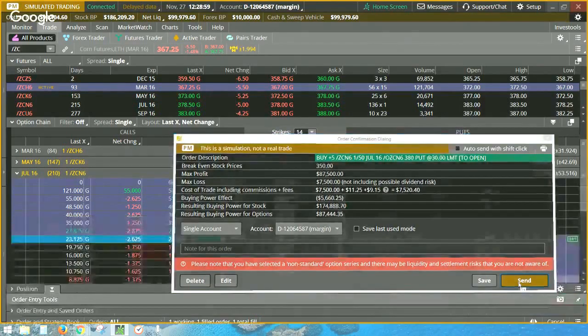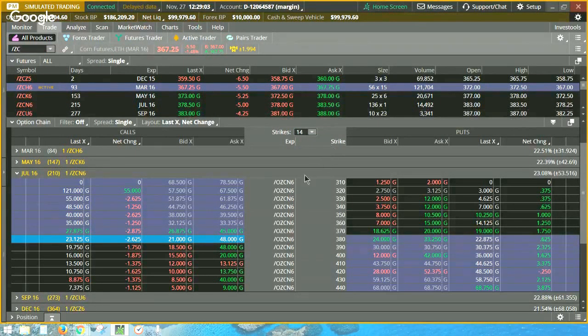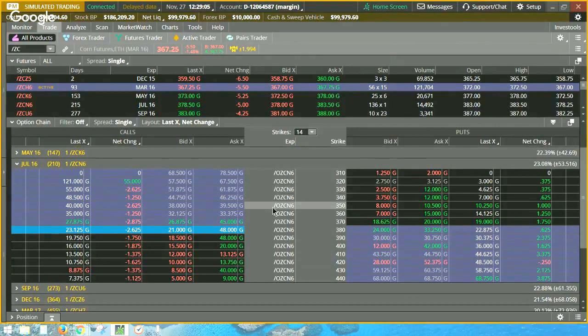So we're going to send that. It's going to reject us, of course, because I don't have that set up. I guess I never realized that. I don't use the simulated trading very much. This was the first time I've ever used that. So anyway, I will try and go back and execute those trades and get them to show up in here so that we can see what's going on with those. But that's how you execute those 4 strategies.